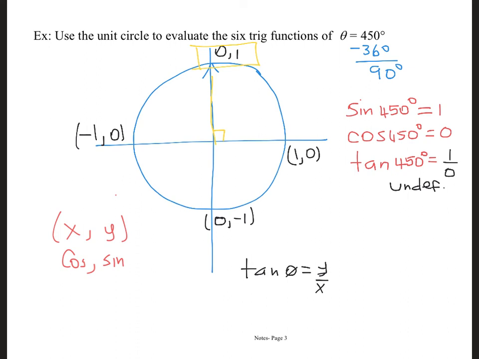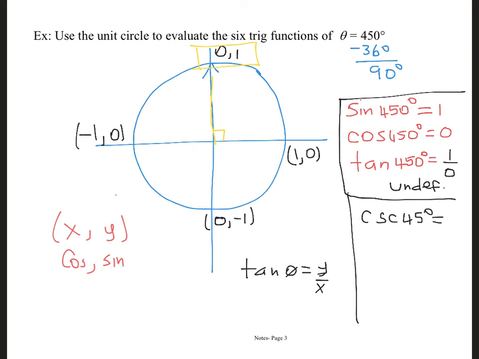Now let's go to the reciprocal functions. So we got the 3, but we need the 6 trig functions. So we do the others here. So we do cosecant of 450. Cosecant of 450 is equal to 1 over 1, which is 1. Then we do secant of 450, which is going to be 1 over 0. So again, that one is going to be undefined. And then we do the next one, which is cotangent of 450. And what do we get? So we flip this one, 0 over 1, which is 0.